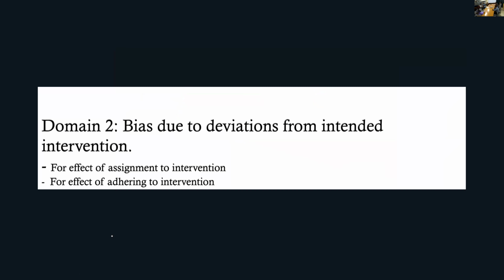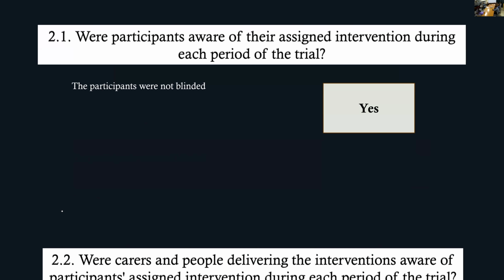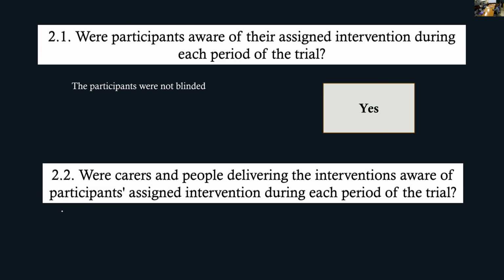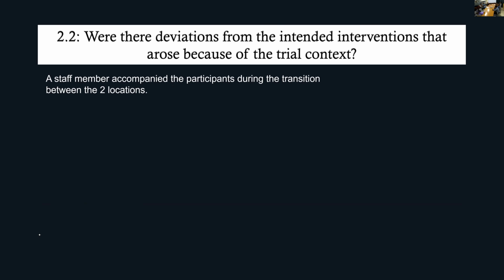Now coming to the next domain, that is bias due to deviation from the intended intervention. Were the participants aware of the assigned intervention during each period of the trial? So this was an open label trial. There was no blinding. So the participants were aware, and the people delivering the intervention were aware of where they were assigned. Were there deviations from the intended intervention that arose because of the trial context? So we'll just look at what was the sequence.